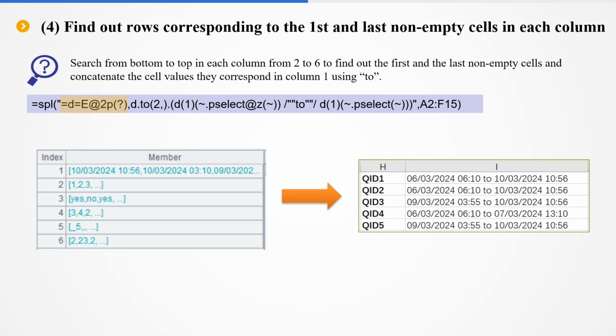Then start searching from the second subsequence of D, and search from back to front in each subsequence to find the position of the first non-empty value, and then take the value at the same position from D1, which is the date corresponding to the first non-empty value. The function pSelect is a positioning function that returns the position of a value. By default, it returns the position of the first value that meets the condition. Adding the option at Z means searching from back to front. Similarly, use the same method to search from front to back to find the position of the first non-empty value and take the other date value. By concatenating the two date values using a separator, we can get the result shown in the right figure.